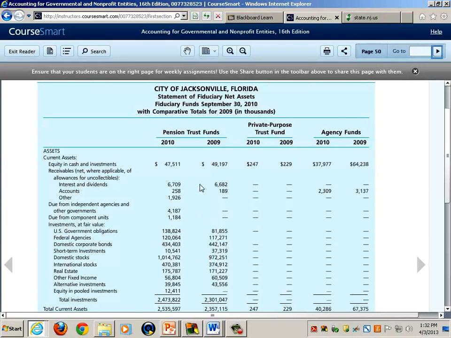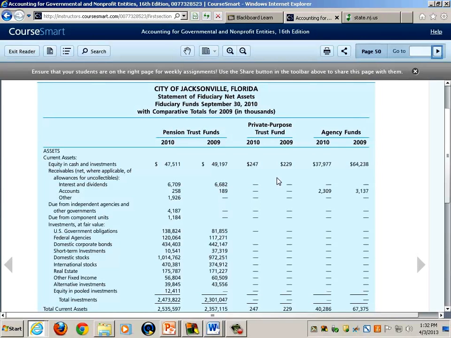What are the three different? I gave you, actually, there were 4 funds which I mentioned to you. There were 1 agency fund and 3 trust funds. The 3 trust funds were investment trust fund, private purpose trust fund, and pension trust fund. Apparently Jacksonville doesn't have an investment trust fund. They only have 2 types of trust fund. That's why you only see 3 there. You'll normally see 4 altogether.